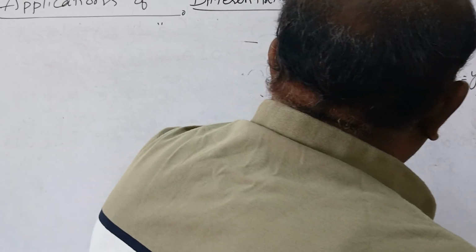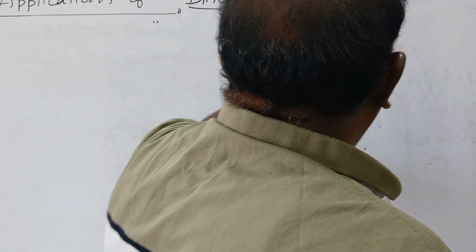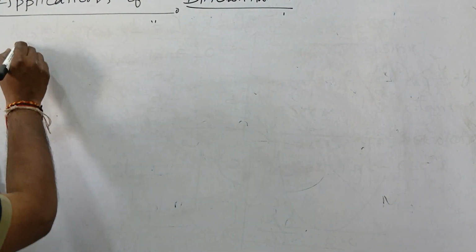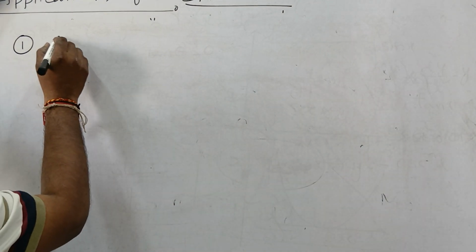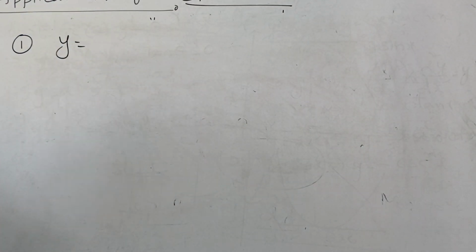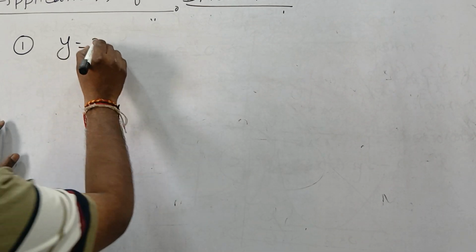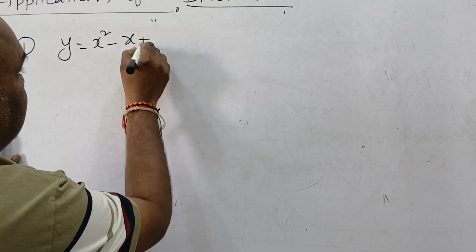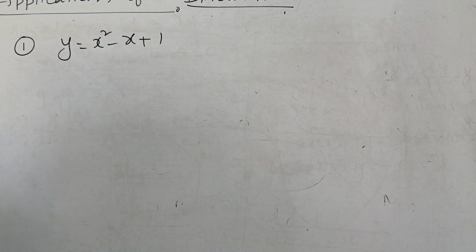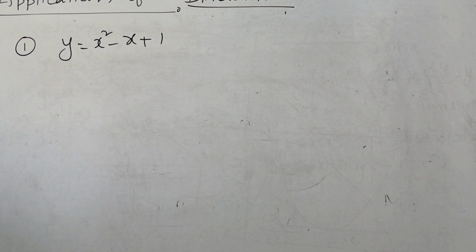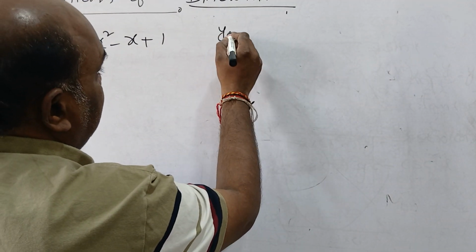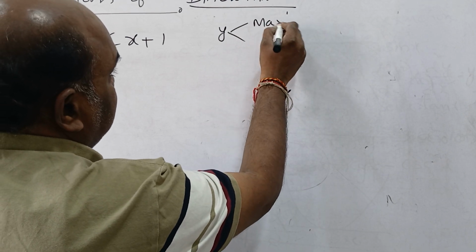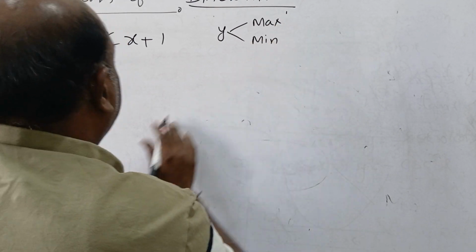ఒక ఫంక్షన్, ఒక ఎగ్జాంపుల్ చేద్దాం. Example number 1. Take a function y is equal to x square minus x plus 1. This is the function. You have to find the maximum and minimum value of this function. Y max, you have to find y value, maximum and minimum. Maximum value, minimum value you need to find.